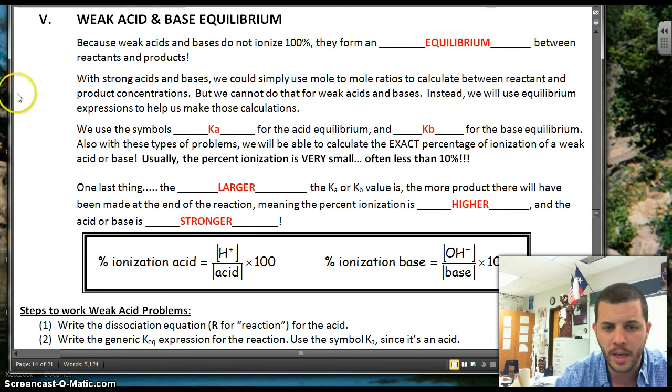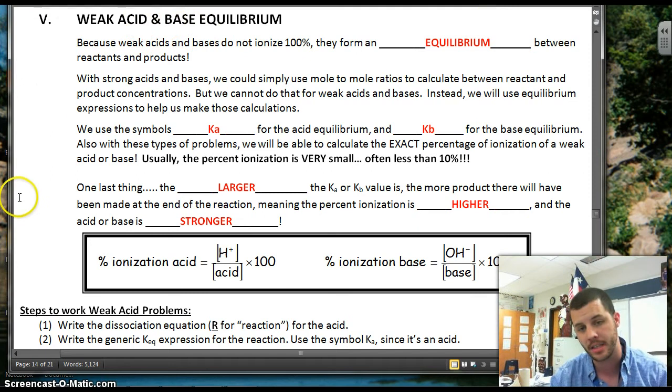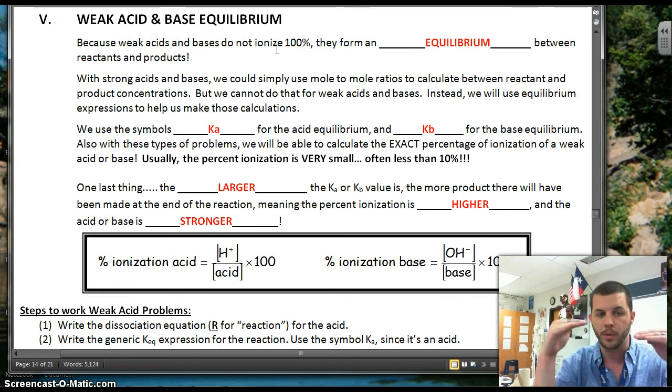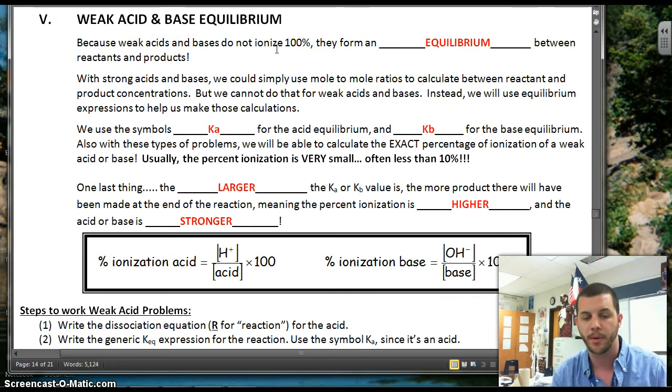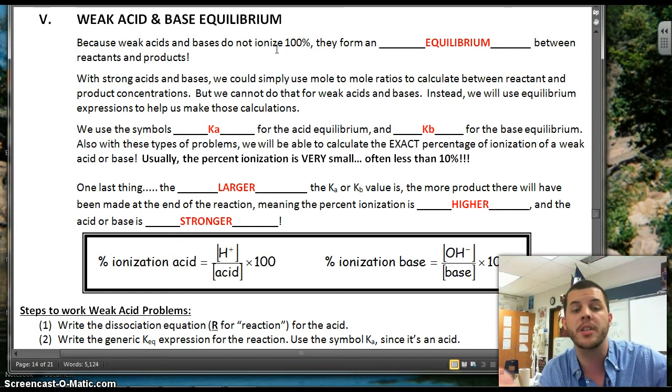Because weak acids and weak bases don't ionize 100%, they form an equilibrium between the reactants and products. Remember, strong acids and strong bases ionized 100%. I always said we'll talk about weak acids and weak bases later, to find out exactly how much they ionize. So that's what we're going to start looking at now.